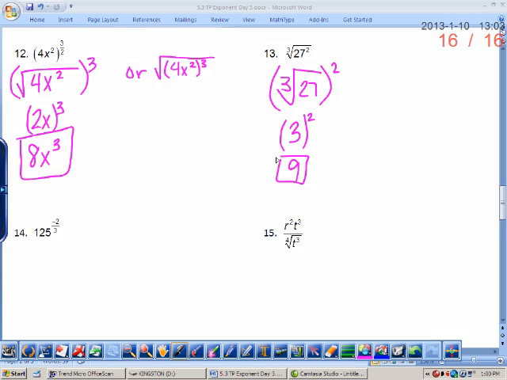Okay. Let's look at 14. 125 to the negative 2/3 power. I want you to try that one. 125 to the negative 2/3 power. Refer back to number 9, number 11, all those good guys if you have questions. Give it a shot though. You just said for us to do 14. Yep.